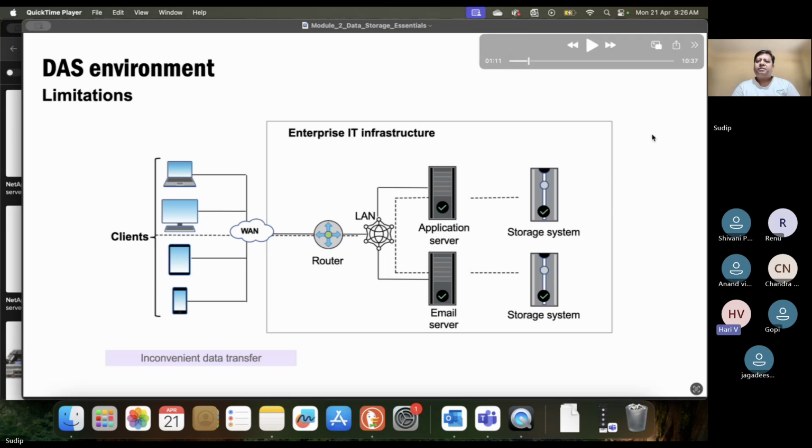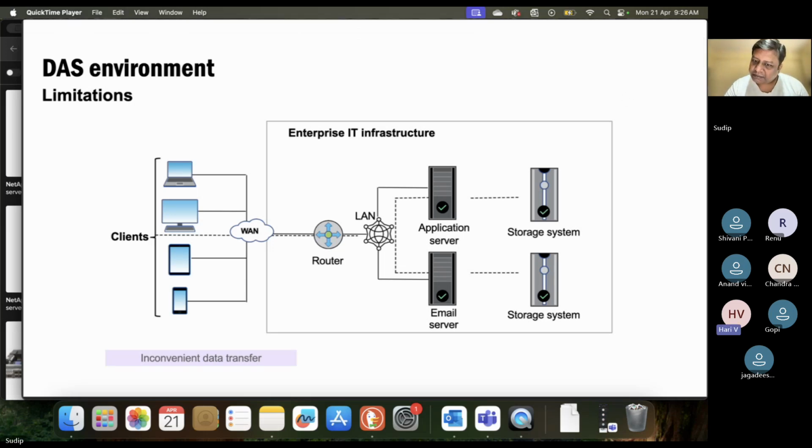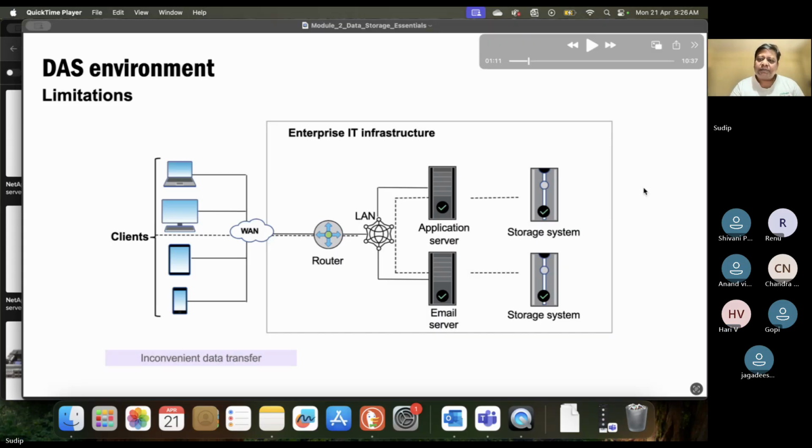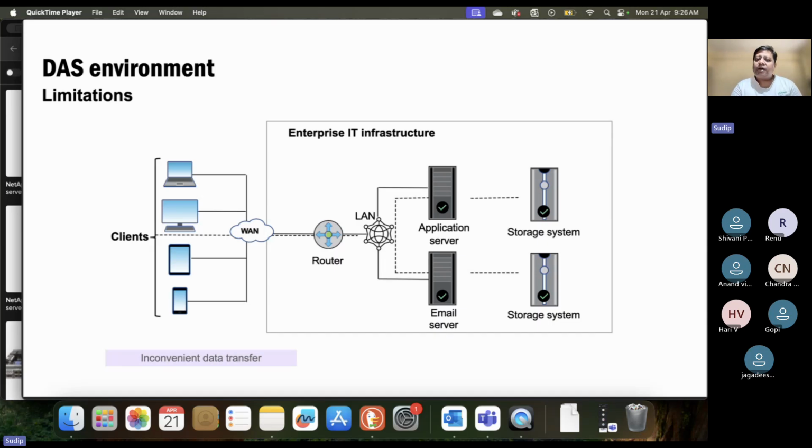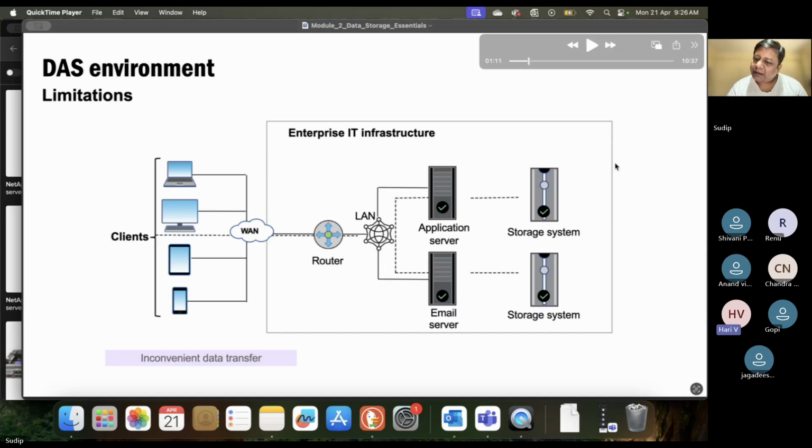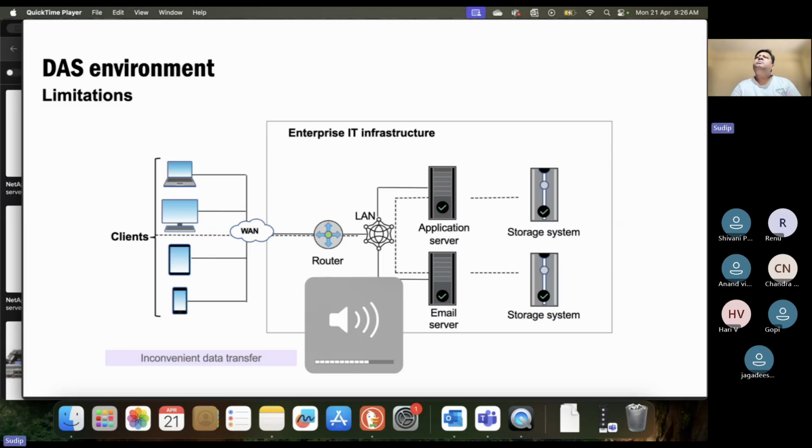It is restricted to one user. Prakash? It is restricted to one company or a user. Not one company or user, but only to that server.